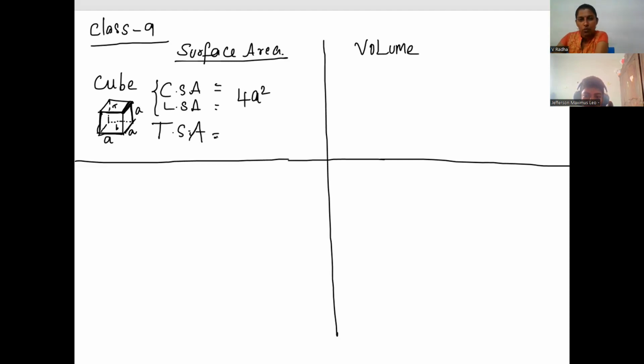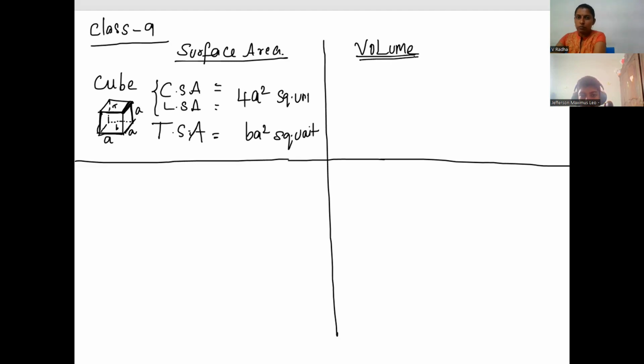So what about TSA now? Please tell. Ma'am, 6a square. Very good, 6a square. But finish with the square units. Suppose meter means meter square, centimeter means centimeter square, likewise. So square units. For all areas, finish with square units. That is a must.